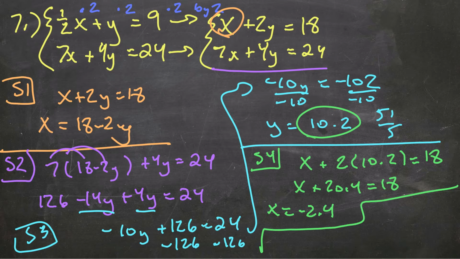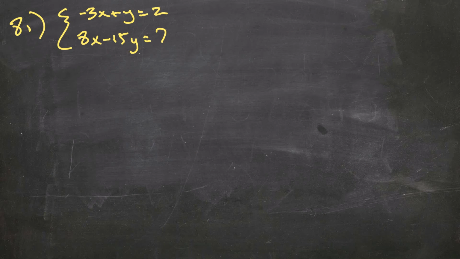So now step 5 says I need to write this as an ordered pair. So I'm going to take that, write as an ordered pair. And my final answer is negative 2.4 for x, 10.2 for y. That's it. Alright, step 1, I circle the y.